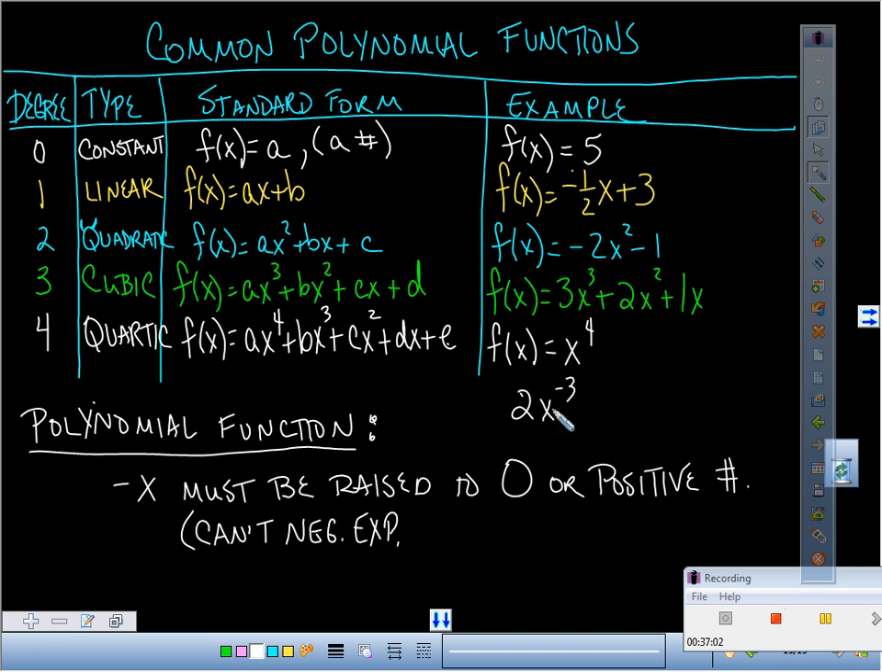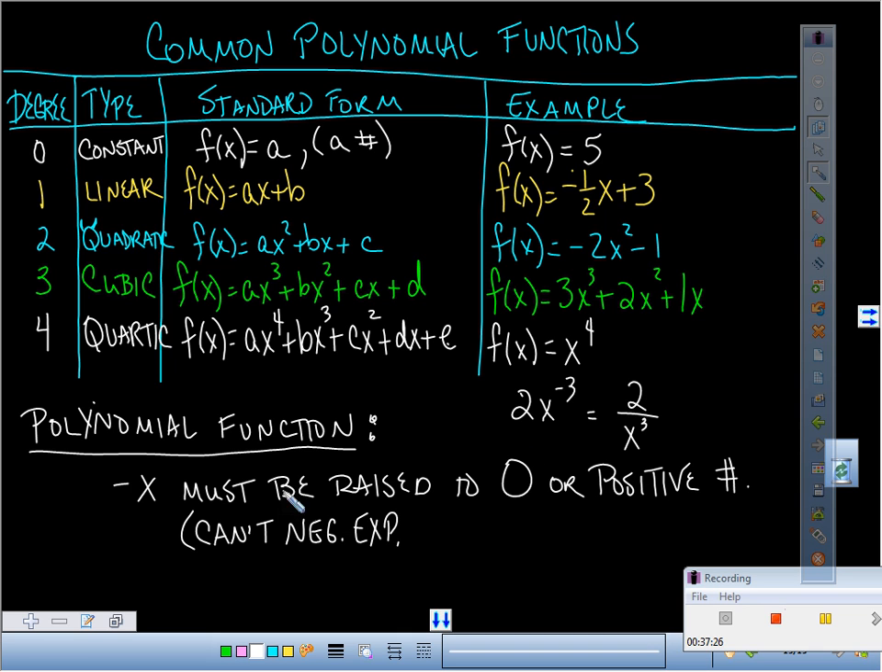But what if someone chose to write it differently? What if someone chose to make this exponent positive? Where would you have to put that? Yeah, so it would look like this. Do you agree? Is this a polynomial function? No, because if you wrote it up here, what kind of exponent would that have?